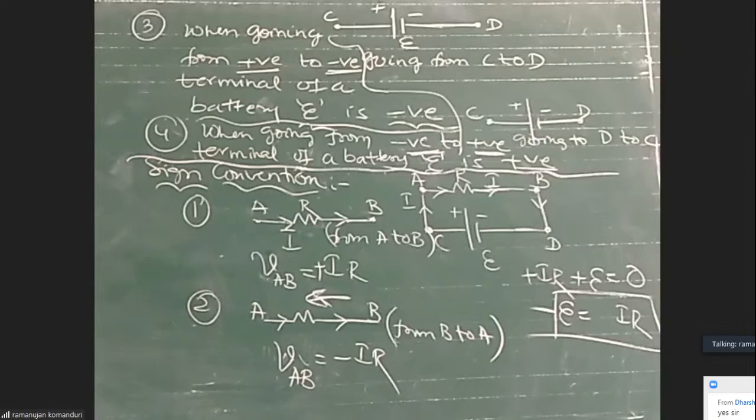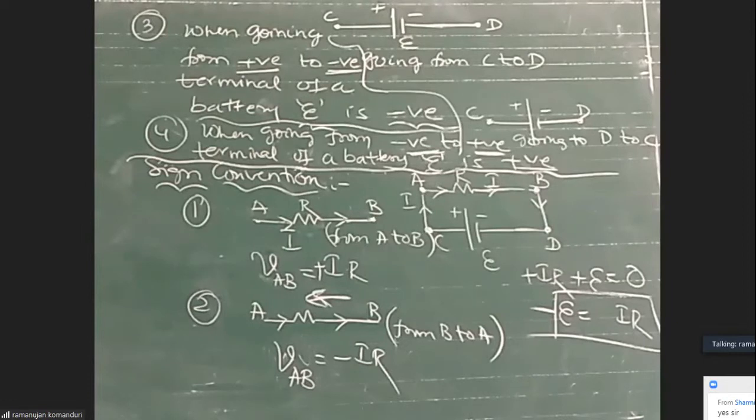So minus IR. Next, from B to D, there is no resistor, nothing there. Next, from D to C, when you're coming from D towards C, you go from the negative terminal to the positive terminal. The rule says that when you're traveling from negative to positive terminal, the epsilon value should be positive. So we can write it as positive. The total value should always be equal to 0.